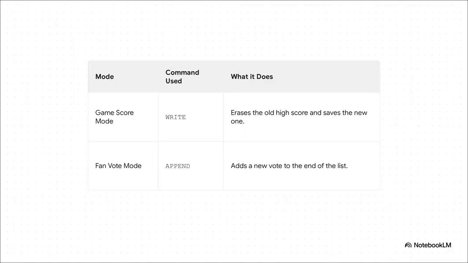Okay, so this right here shows a really important difference. For the game score, we're going to use the write command. Why? Well, because you only care about the newest high score, right? You want to erase the old one. But for the fan vote, we need something different. We need a new command called append. Append doesn't erase anything. It just adds the new vote to the very end of the file. That is the key difference. Write replaces everything, but append just adds on.